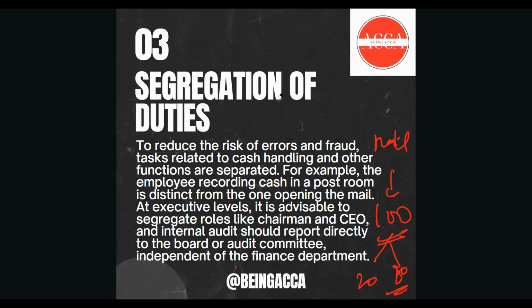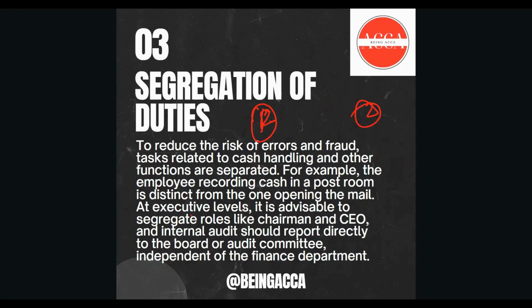No two different types of work should be done by a single person. So reduce the risk of errors and frauds. Tasks related to cash handling and other functions are separated. For example, the employee recording the cash in the post room, the staff one we mentioned over here, is distinct from the one opening the mail, the staff two, right? And at executive level, it is advisable to segregate roles like, yes, this is a very important statement. I hope that you are aware of this. The chairman of an organization and the CEO of an organization have to be different.